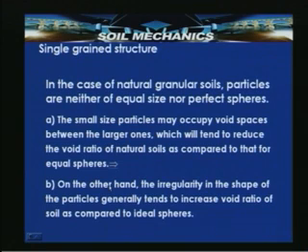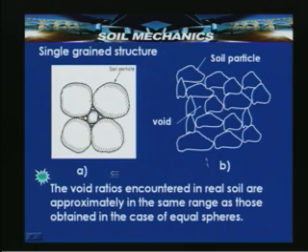On the other hand, the irregularity in the shape of the particles generally tends to increase the void ratio of the soil as compared to ideal spheres. While discussing the shape of the soil grain, we said that soil particles can have different grain shapes. If you see figure B in this slide, these are the large void spaces formed because of irregular particle sizes and shapes.